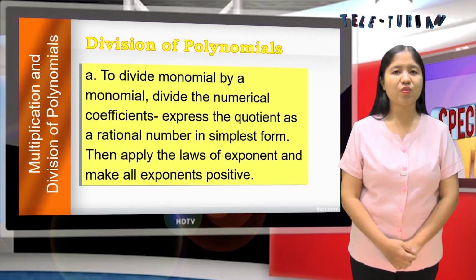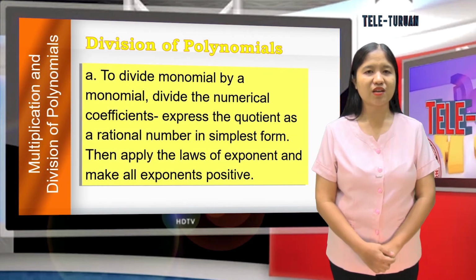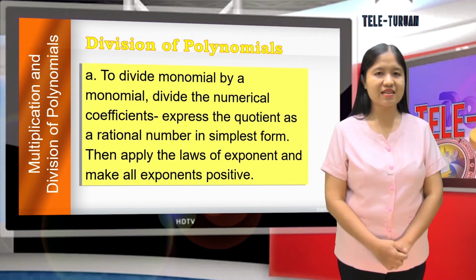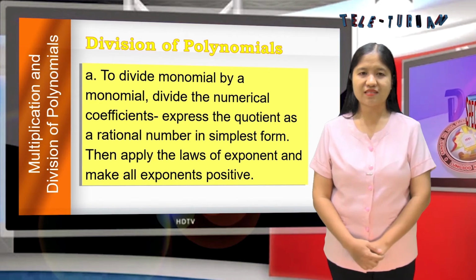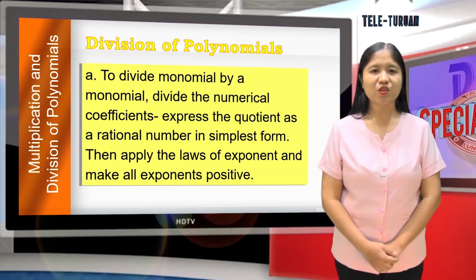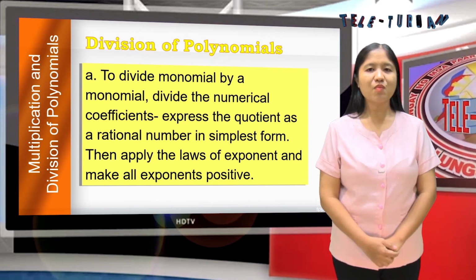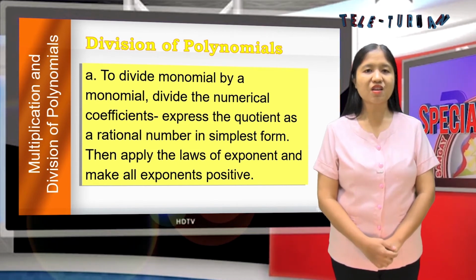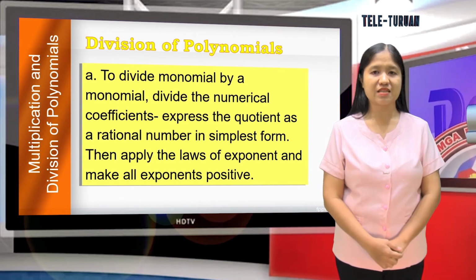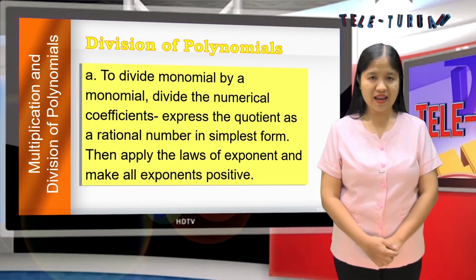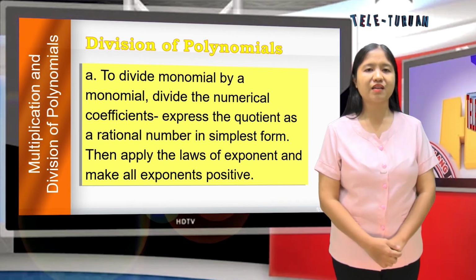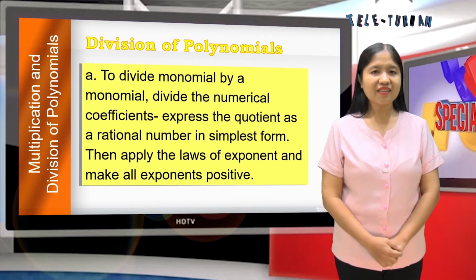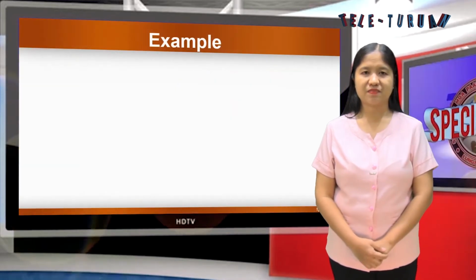Another topic that we are going to discuss is about division of polynomials. Like in multiplication, there are several techniques in dividing polynomials. Letter A, to divide a monomial by a monomial, divide the numerical coefficients and then express the quotient as a rational number in simplest form. Then apply the laws of exponents and make all exponents positive. Let us have an example for this.